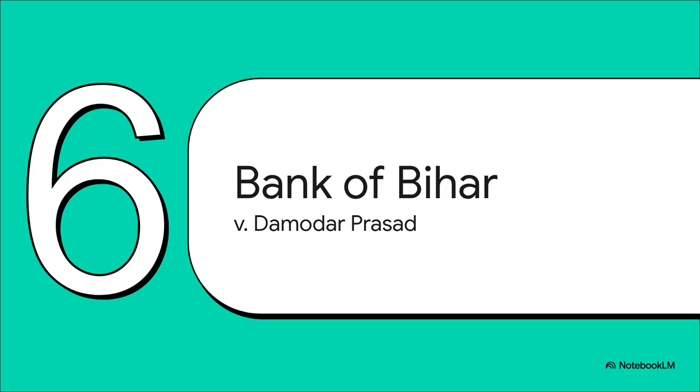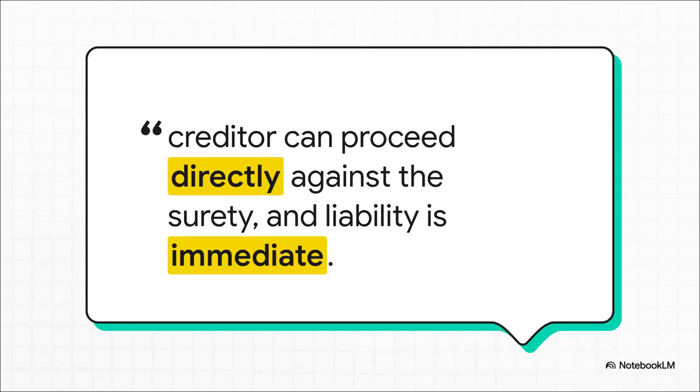And now we've arrived at our second landmark judgment. This is a crucial Supreme Court precedent regarding the timing and immediacy of liability. Write down the heading, Bank of Bihar v. Damodar. Let us read the Supreme Court's holding verbatim. Bank of Bihar v. Damodar Prasad. The Supreme Court held that a creditor can proceed directly against the surety and liability is immediate.